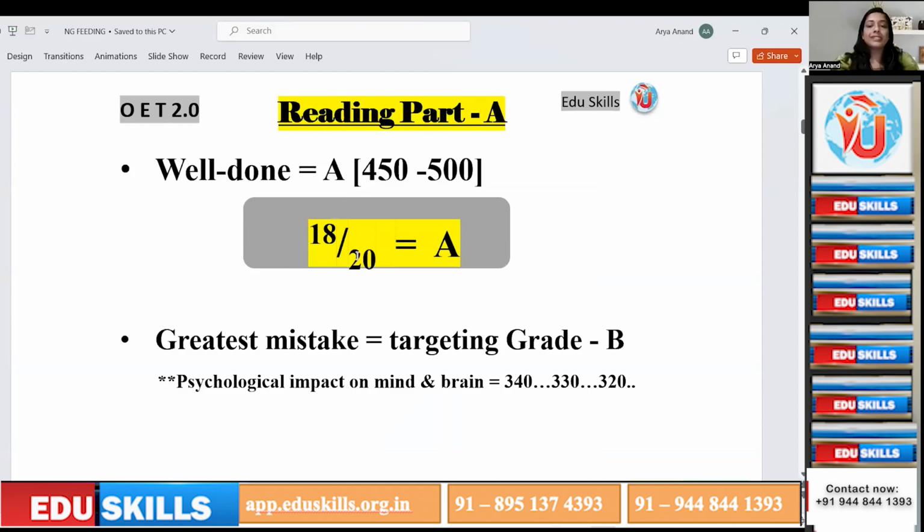Now in reading part A, you have 20 questions, so you need to score at least 80. And our greatest mistake is always we target for B grade. That means for 350 we'll target and we'll end up with 340, 330 and 320. So focus on only A grade.